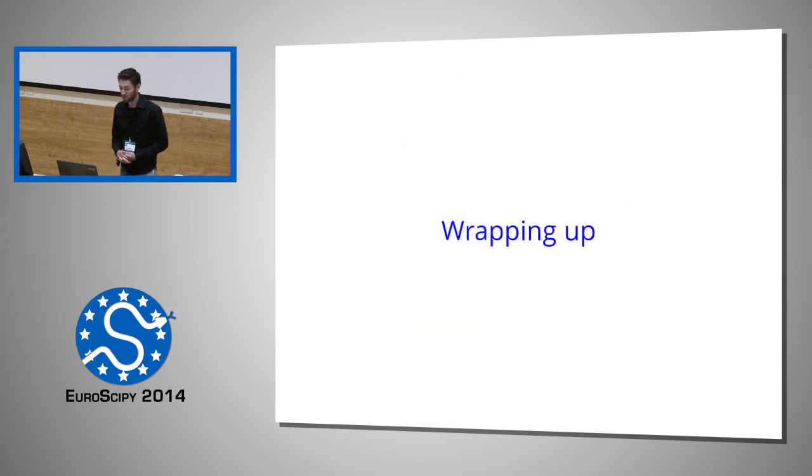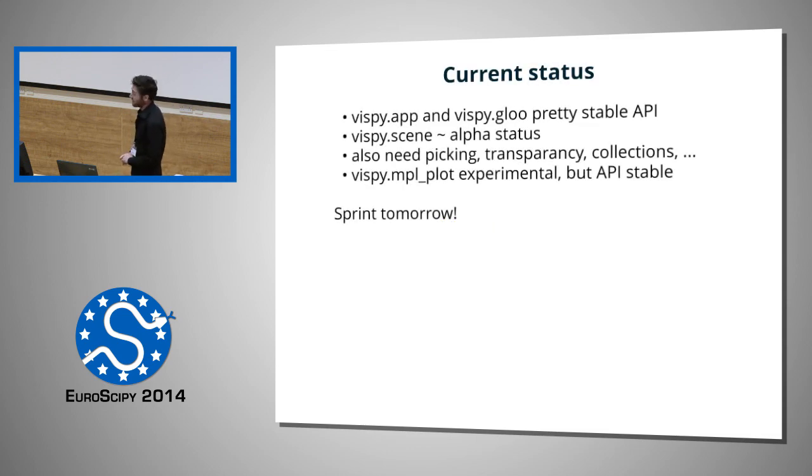So to wrap things up, some of the lower levels of vispy are quite stable in terms of API and their workings. Vispy.scene, the scene graph stuff, is really going to be a way for everyone to benefit from these kinds of visualizations, but it's kind of alpha status. There are some things that we need to do, like picking, transparency, collections. But if you have an interest in this, I encourage you to try it out and give some feedback, because we are also very interested to know your needs so that we can take these needs into account in the design process. But just be aware that the API is quite likely to change.